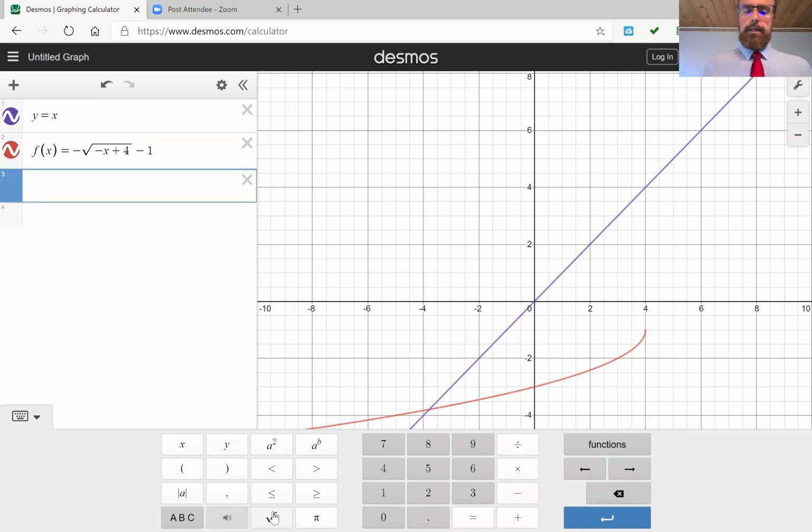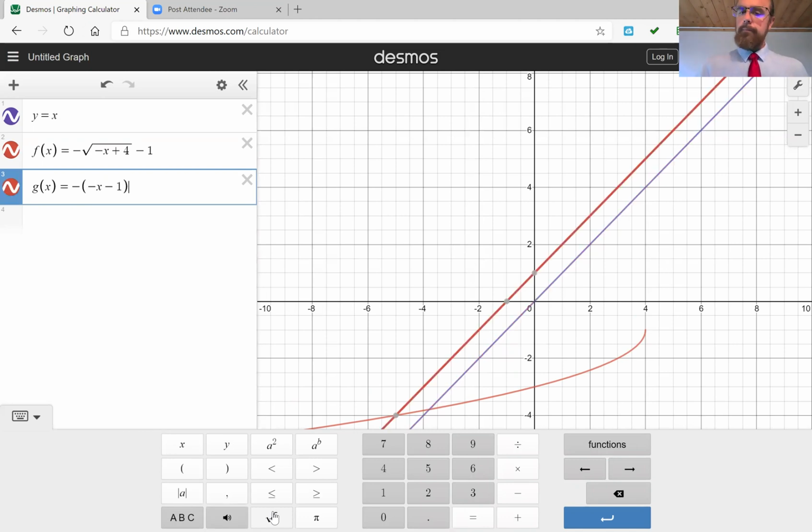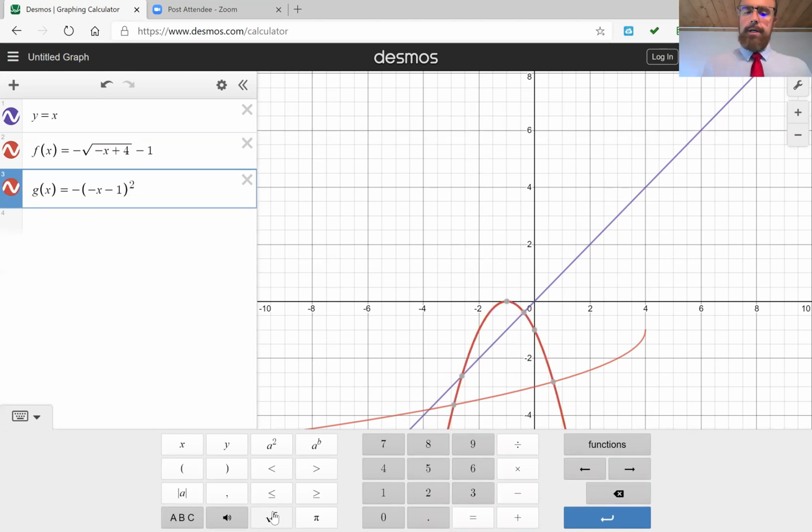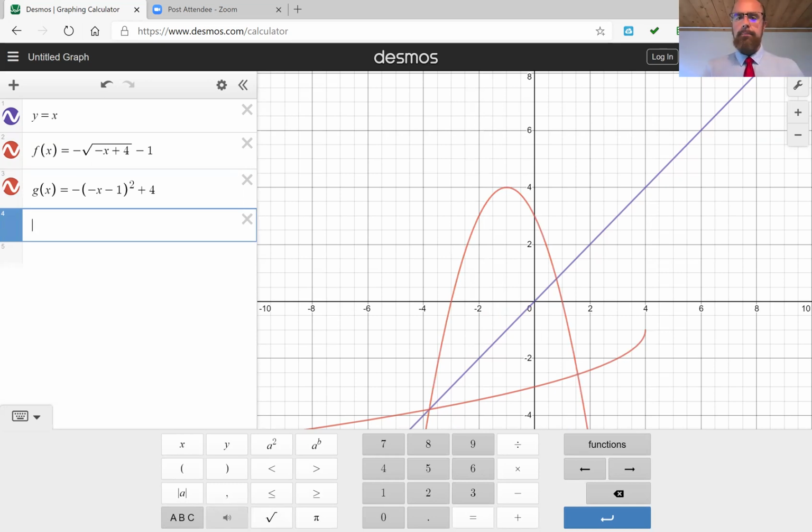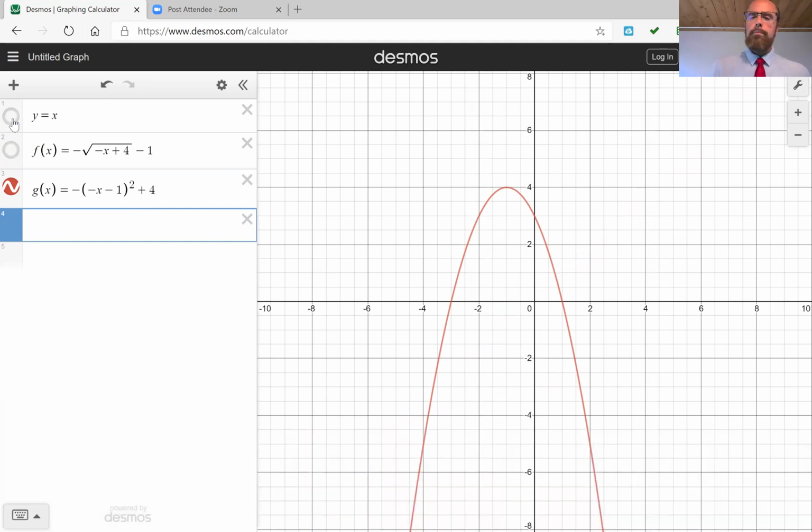Let's also input the inverse. So for Desmos, I'll use the next letter, g of x equals negative, open parentheses, negative x minus 1, close parentheses, and then to the power of 2, plus 4. So I can see initially that I've got that situation again where definitely the quadratic's a function. It would pass the vertical line test. And we can see, especially if I remove those other two. So it's good. That in itself is a function.